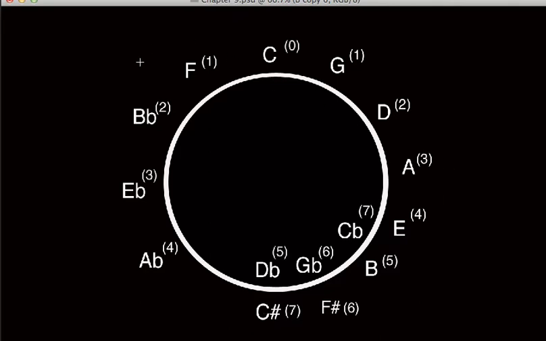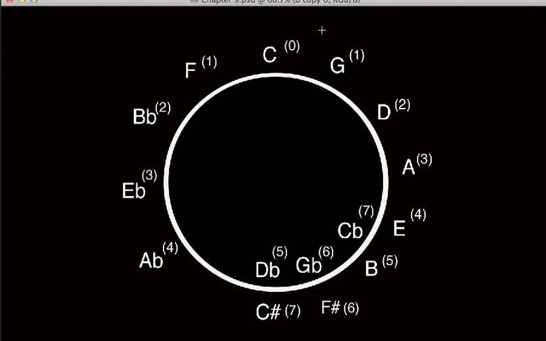Now, if we look at the flats, it works the same way, but we've got to remember the saying for flats backwards. So the first flat we're going to have in a key signature is going to be a B flat. So in this case of F, it's going to be B flat. So my F major scale is going to be F, G, A, B flat, C, D, E, and F. And then if I go this way, I'm going to get B flat.